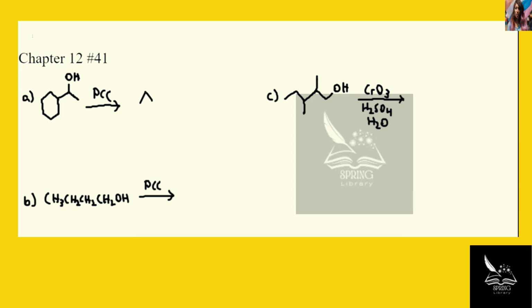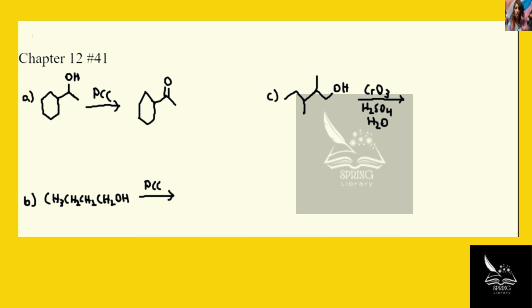And so for A, it's a PCC oxidation of a secondary alcohol. And so our product, since it is a secondary alcohol, is going to be a ketone. So the ring is unaffected there. Nothing else is affected, and the secondary alcohol is oxidized up to a ketone.